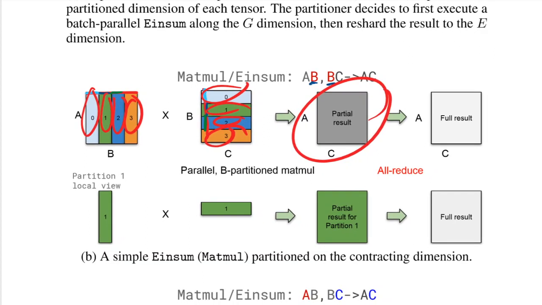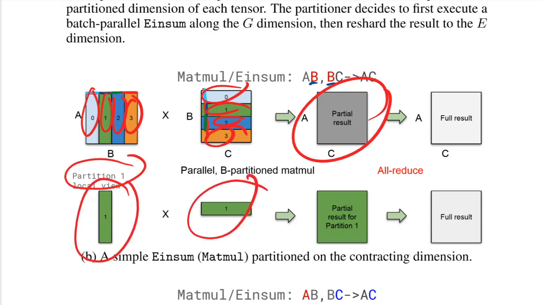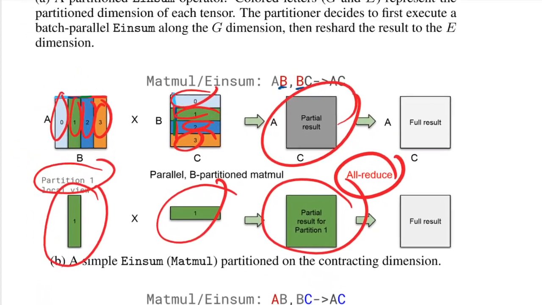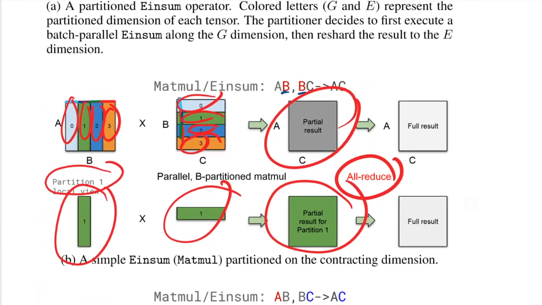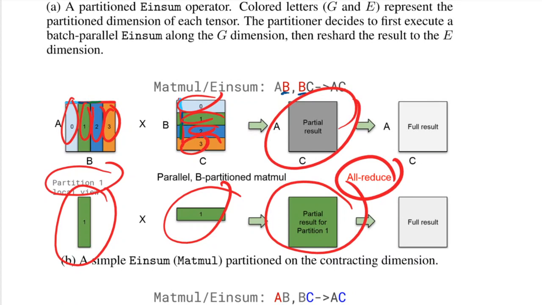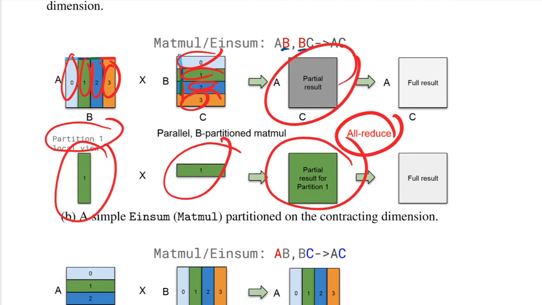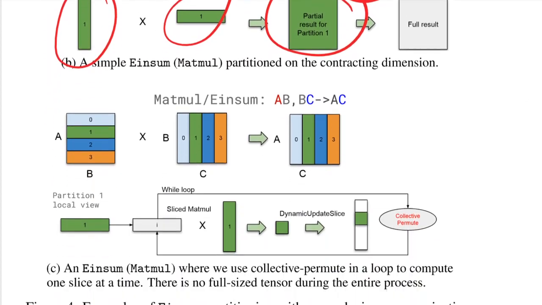This is illustrated down here. What machine one does is it simply multiplies its shard by its own shard of the second matrix, which will give it this thing here. And by the nature of how matrix multiplication is constructed, you can simply do an all reduce, which means you sum across all of the machines, and that will give you the full result. So this is an example of how this works. This is pretty simple, and I believe you may have seen something like this already when you were looking at parallelizing matrix multiplication and so on.